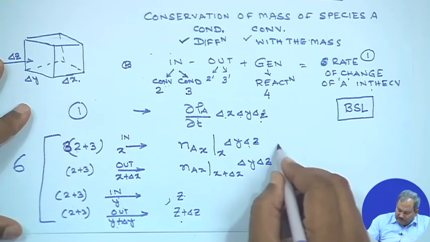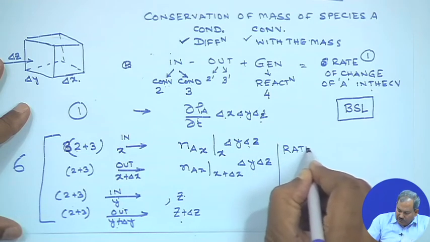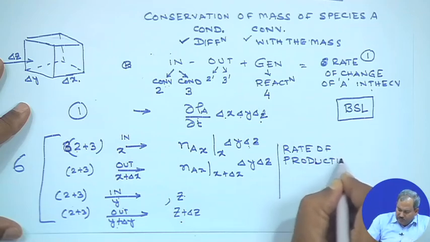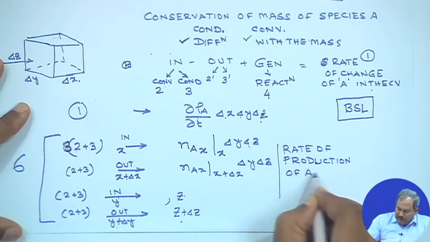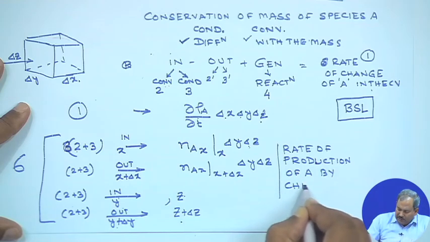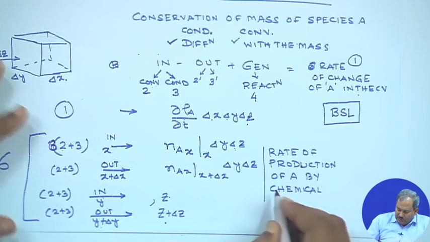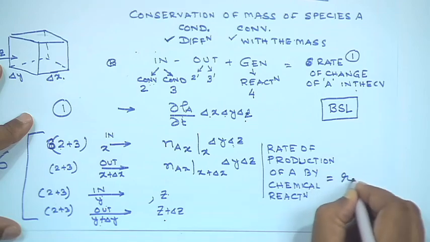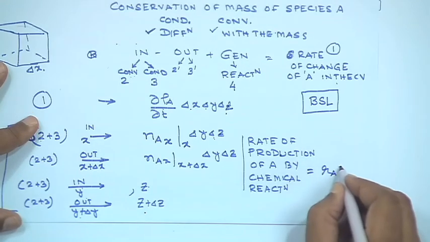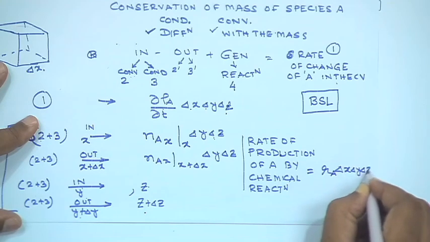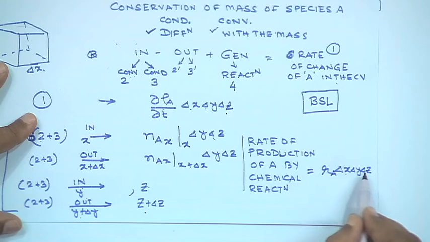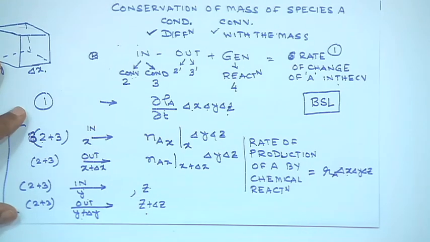And let us see the sum, A, the rate of production of A, and we understand this is going to be by chemical reaction. If it is by chemical, it has to be by chemical reaction. So this is going to be R_A multiplied by delta x, delta y, delta z. So this is the mass of A generated or consumed by reaction multiplied by the volume element. So now I have identified all terms.